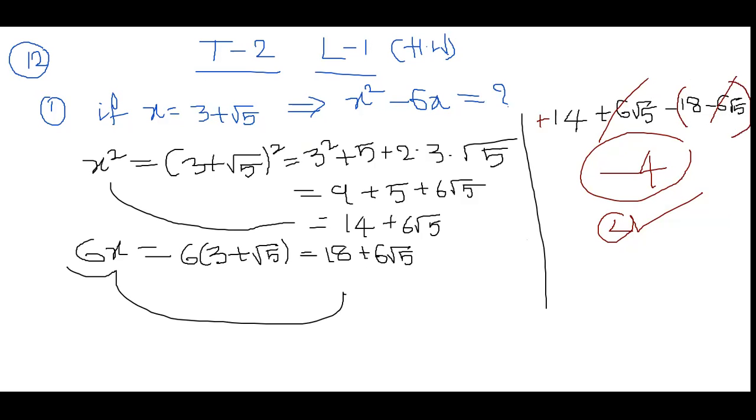18 minus 6 root 5. See. Now here, see. Here the symbol is what? Minus. Here the symbol is minus. And whatever number you write for the 6x, this symbol is applied.